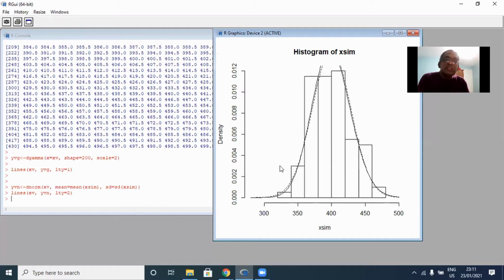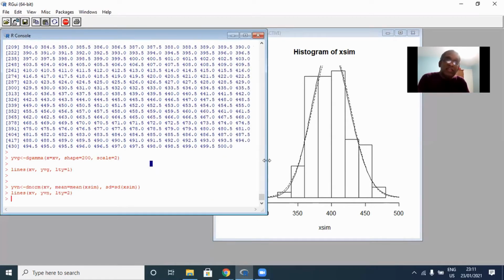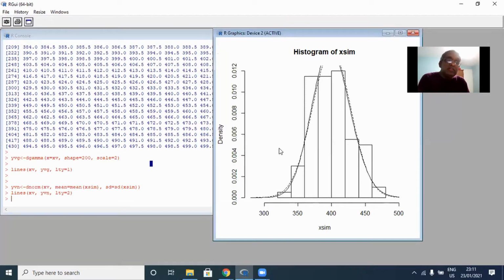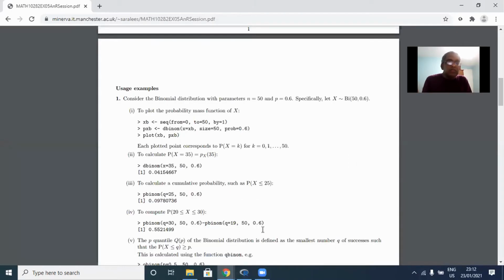So you can see for this simulated data, the normal and the gamma PDF approximate the histogram equally well. That may not be the case in general, but for the example that we just looked at, both distributions, the normal PDF and the gamma PDF, approximate the histogram equally well. All right, that kind of completes the commands. Let's go back to the tutorial sheet.